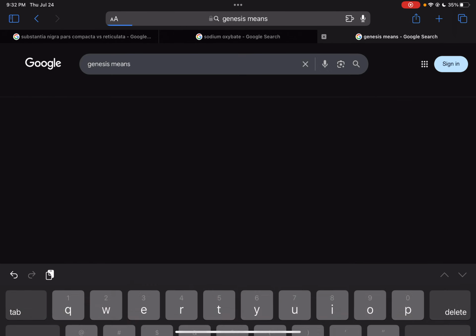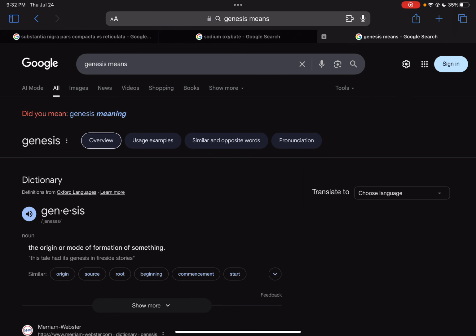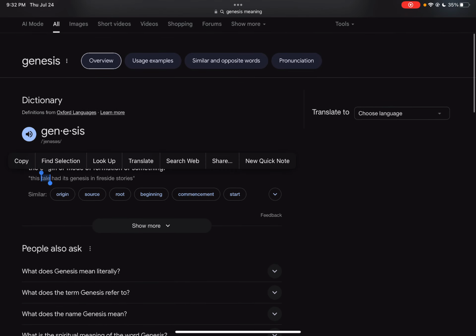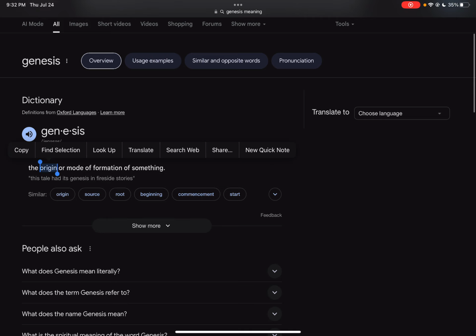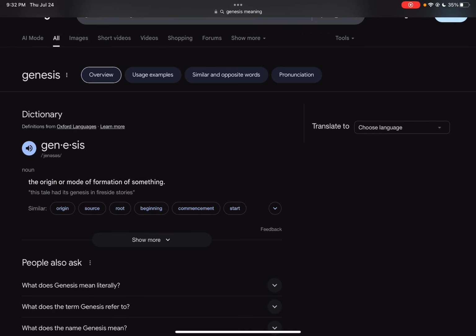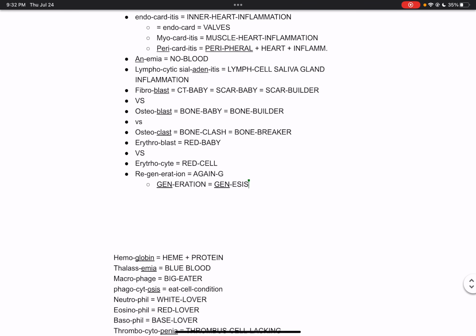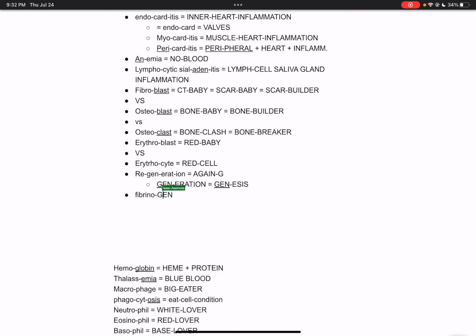It means creation. It's a very big word root in medicine and all these different words we use. The origin of something. Origin, precursor. Just like blast is like the baby version, Genesis is the precursor version, the original version that turns into the final product. Why am I focusing on that so much? Fibrinogen. Fibrinogen is the precursor to fibrin because it's literally fibrin and gen.